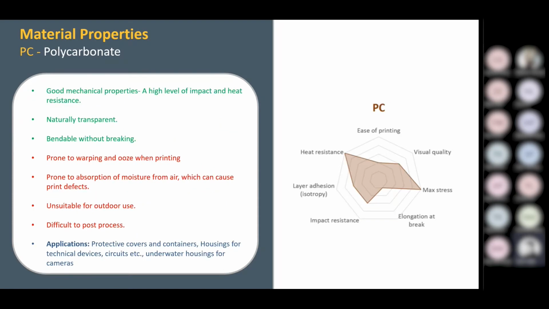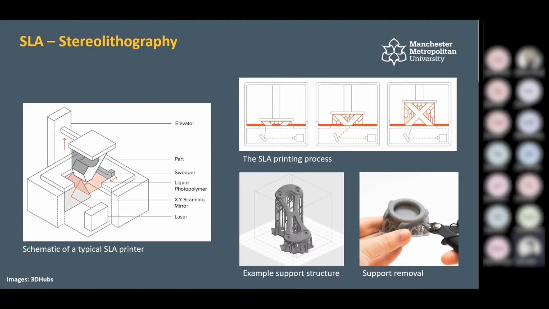Polycarbonate, again, similar to the other plastics. Good mechanical properties though. And then we move on to the next one. And to be honest, this is my favorite one. I've actually got a few of these 3D printers at home, the SLA ones. You can now pick these up online for super cheap. I think I paid about 200 for mine, or just under 200. And these ones print in resins.